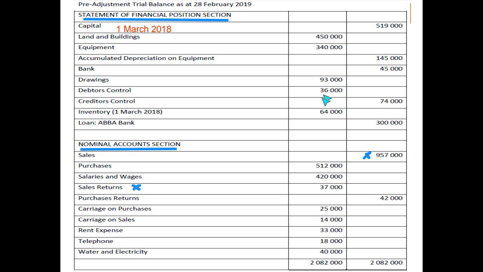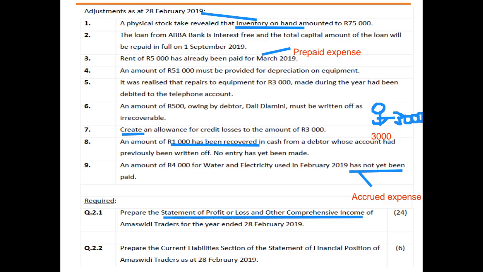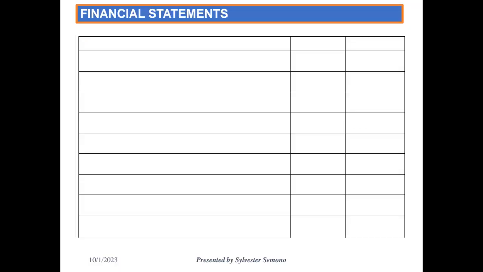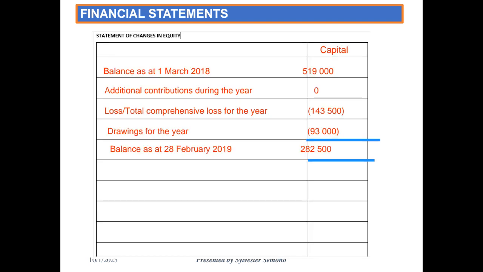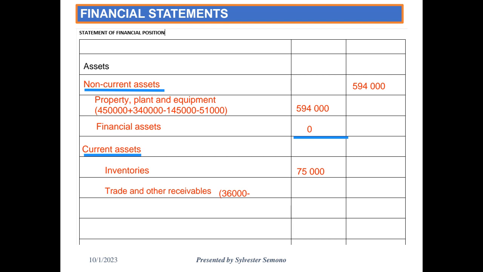And if I go to the adjustments, I think we did write off a debtor somewhere there, number six. So I must use that one. I must minus that one. So I'm gonna go there and minus. So I'm gonna say 36,000 minus 500. Is it 500, ne?